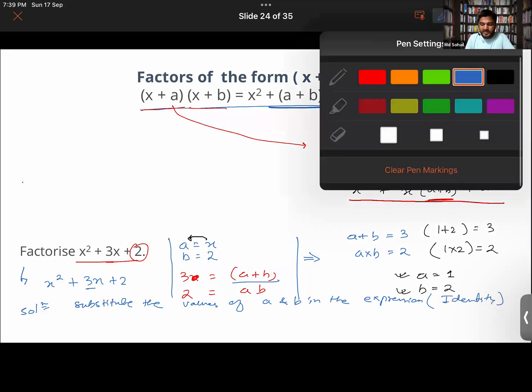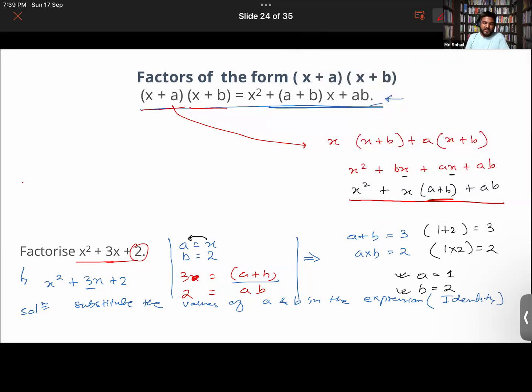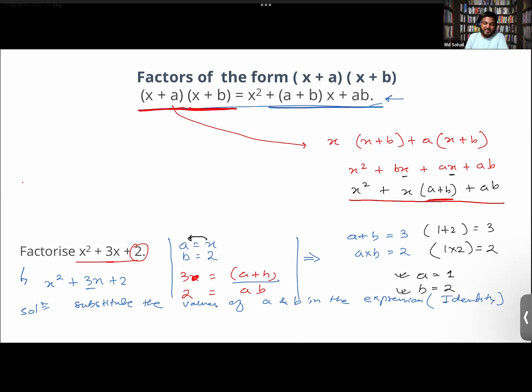Read the identity once, both of you. x plus a multiplied by x plus b equals x square plus (a plus b) x plus ab. Read this at least 2 times. You have to remember this one also. Now let's try to put the values in it. So the expression is going to be x square plus (a plus b) into x plus ab.